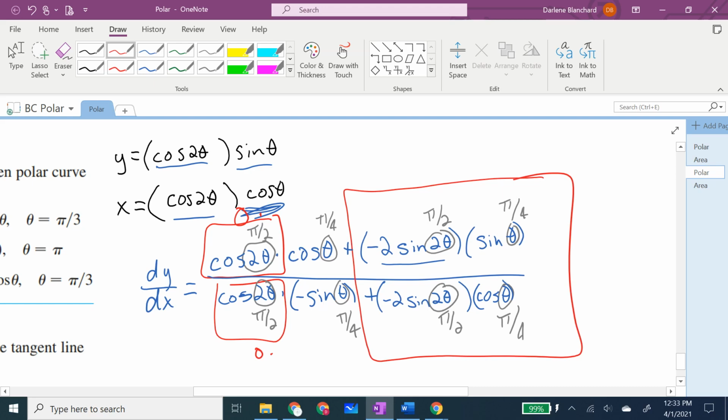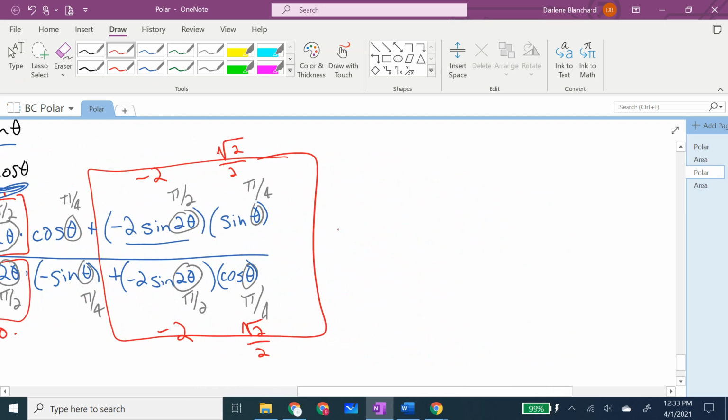Just this now. Sine of pi over 2 is 1. So negative 2 times 1, negative 2 times 1. And then what is pi over 4? Who cares which one's sine and cosine? And so when I multiply that together, I end up with negative root 2 for my numerator. Oh my goodness. Negative root 2 for my denominator. Look at that, the slope is 1.